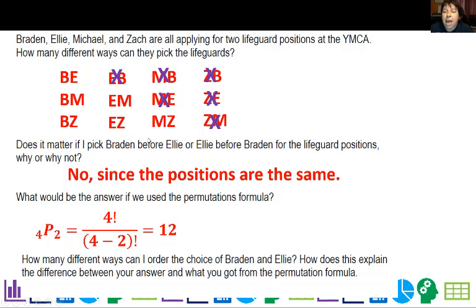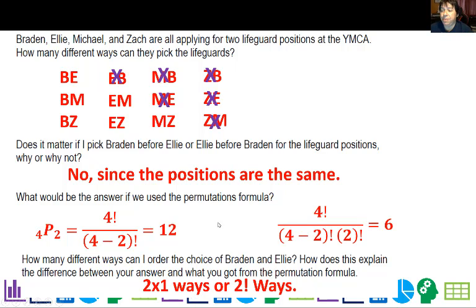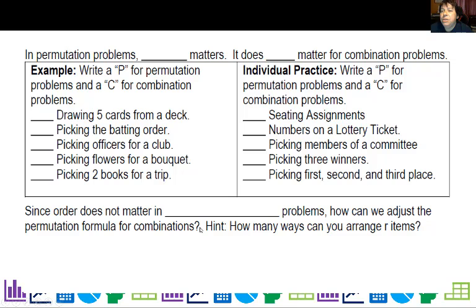All right. How could I fix it so I can figure out how many get the 6? Well, how many different ways can I order this choice of Braden and Ellie? There are 2 ways, because I have 2 choices for the first and 1 for the second, or 2 factorial ways. So if I modified my formula, where I divided it by 2 factorial, the number of ways I can rearrange every answer, because it's double counting in this case, then I get the right answer. So in permutation problems, order does matter, and it does not matter for combination problems.